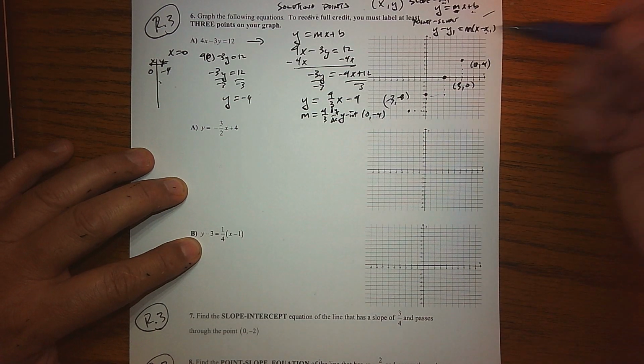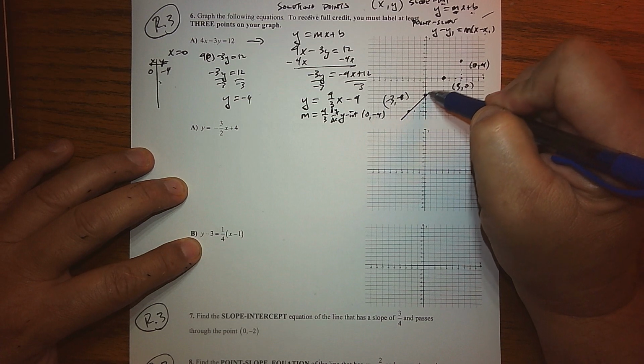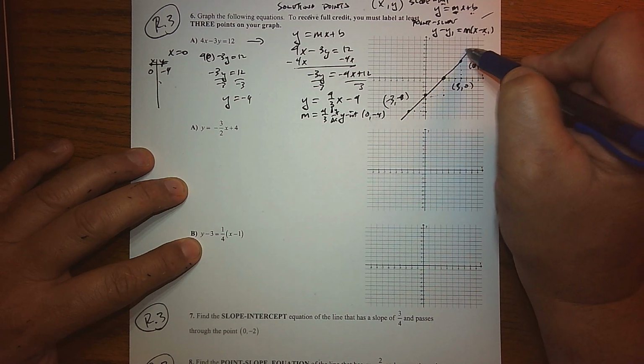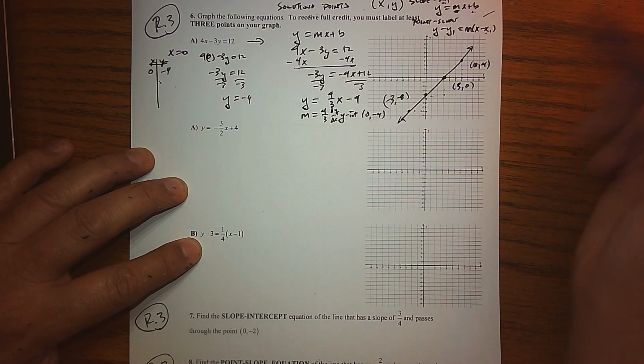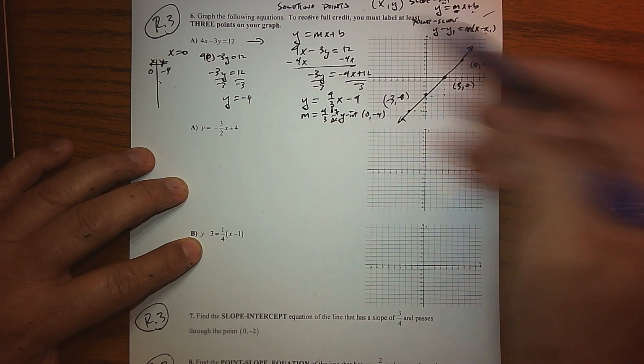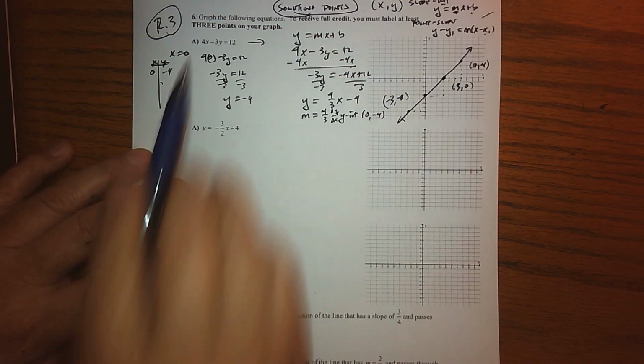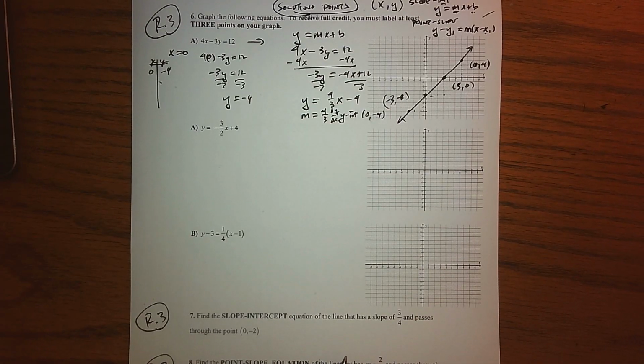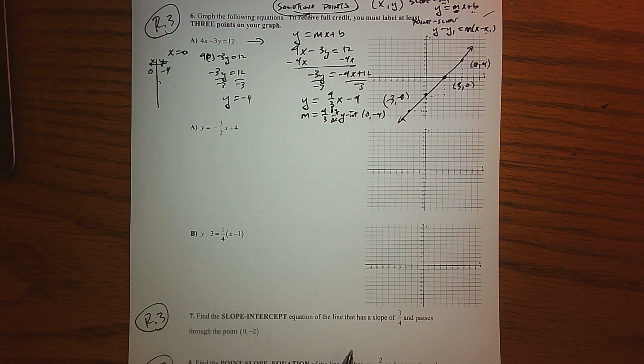So where are all the rest of them? They essentially fall along this line right there. So that would be a visualization of all the solution points to the equation 4x minus 3y equals 12.